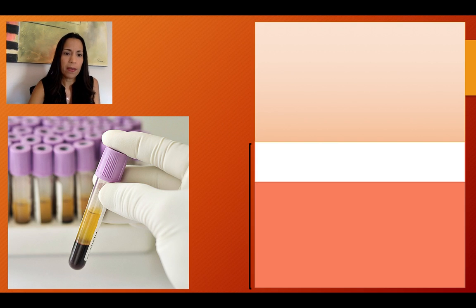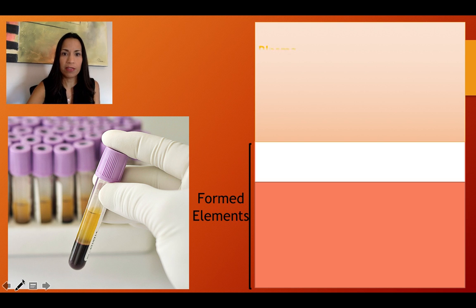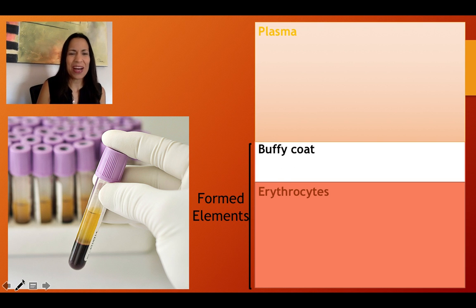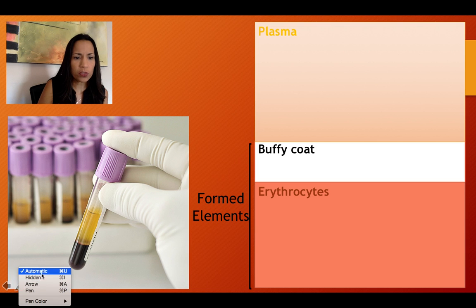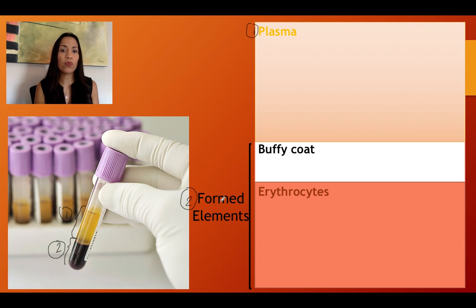Now let's describe these components of the whole blood. We have two main components. First of all, remember we said on the top is going to float plasma. So this is number one, plasma. And number two, we have formed elements, which includes the red part in here and this grayish stripe. So that is number two, formed elements.